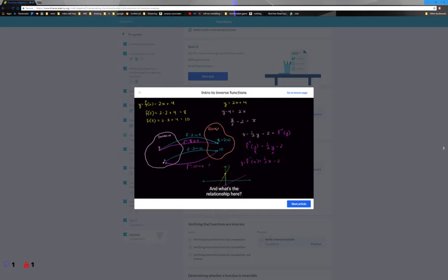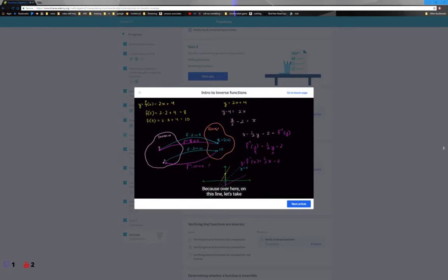And what's the relationship here? I mean, these look kind of related. It looks like they're reflected about something. And it'll be a little bit more clear what they're reflected about if we draw the line y is equal to x. I'll do it as a dotted line. The line y equals x looks something like that. And you can see you have the function and its inverse. They're reflected about the line y is equal to x. And hopefully that makes sense here.